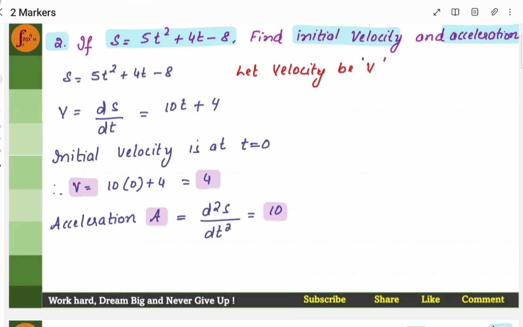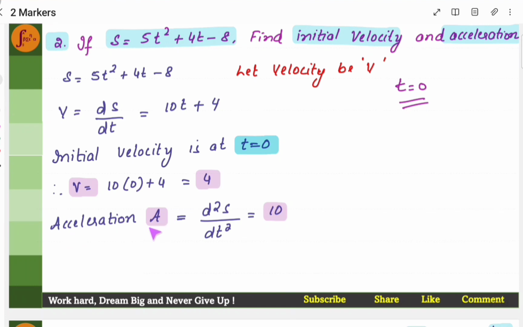Find initial velocity and acceleration. Whenever you have initial velocity, it means time is equal to 0. Always, for initial velocity, t is equal to 0. Now what is the formula for velocity? Velocity is the rate of change of displacement with respect to time, ds by dt. So s is given, find the derivative. Initial velocity means t is equal to 0. Substitute t as 0, and you'll get 4. So velocity is 4 units.